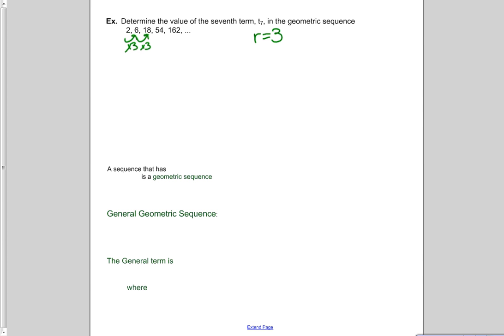So my next terms will be 162 times 3 is 486. And then times 3 again, 1,458. Term 1, 2, 3, 4, 5, 6, 7. Term 7 is 1,458.